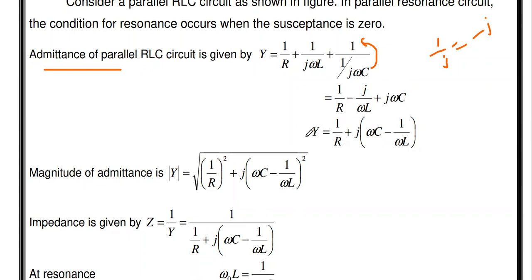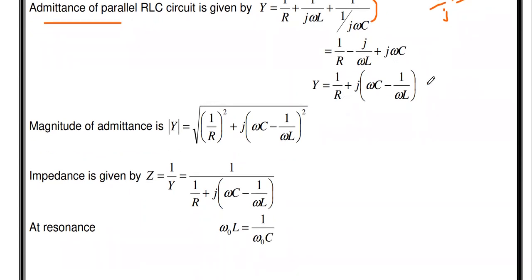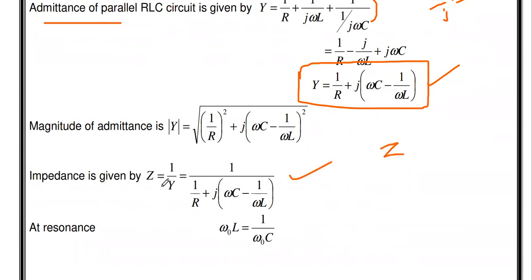So the admittance Y is the total admittance of our parallel RLC circuit. For this ideal parallel RLC circuit, the total admittance is 1 by R plus j into omega C minus 1 by omega L. If you want to find the impedance, the impedance Z is the reciprocal of admittance, so Z is equal to 1 divided by Y.